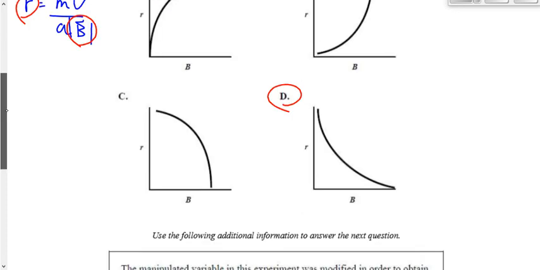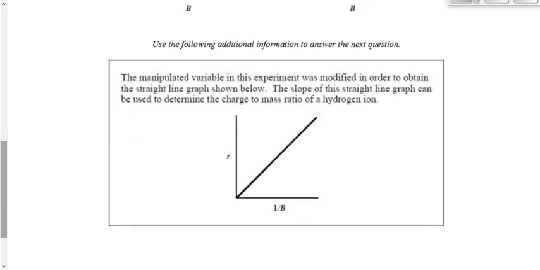Now, next question. I really like this one. The manipulated variable in this experiment was modified in order to obtain the straight line graph as shown below. So instead of R versus B giving us this graph, we have R versus 1 over B giving us a straight line. Do we see how that happens? Do we see how we get a straight line graph from R versus 1 over B? Take a look for a second at this one.